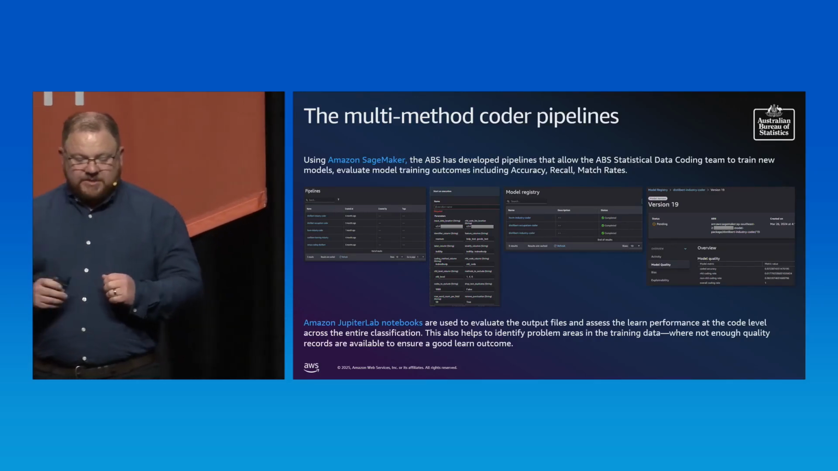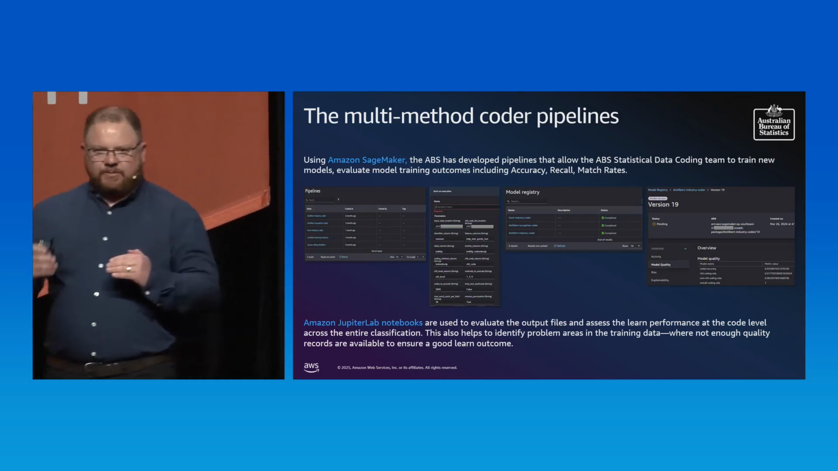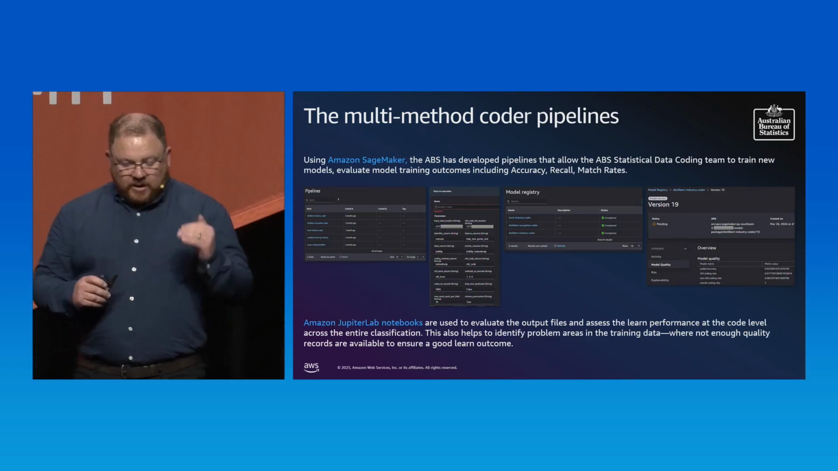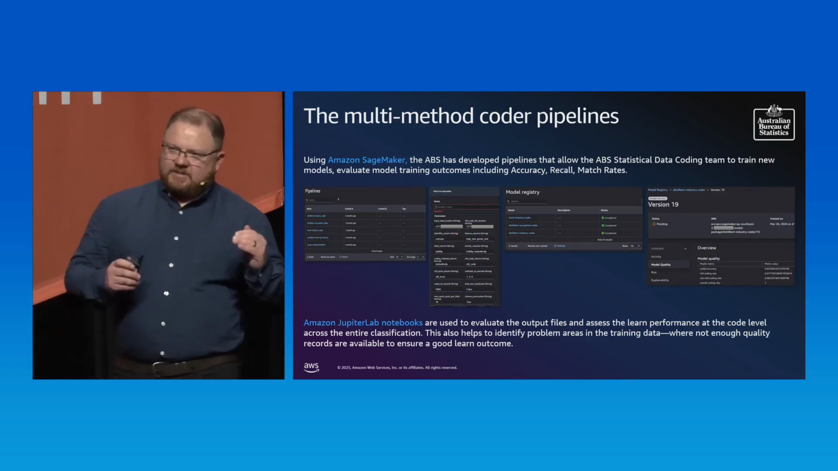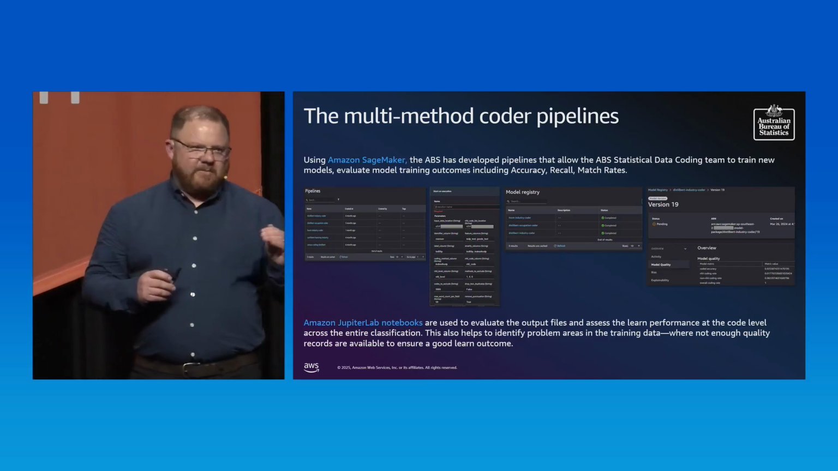And from the model registry, we can review high-level machine learning metrics, and we have the ability to approve and deploy that model to those inference accounts. We also have a range of Amazon Jupyter notebooks that are used for doing more granular refinement of those models.